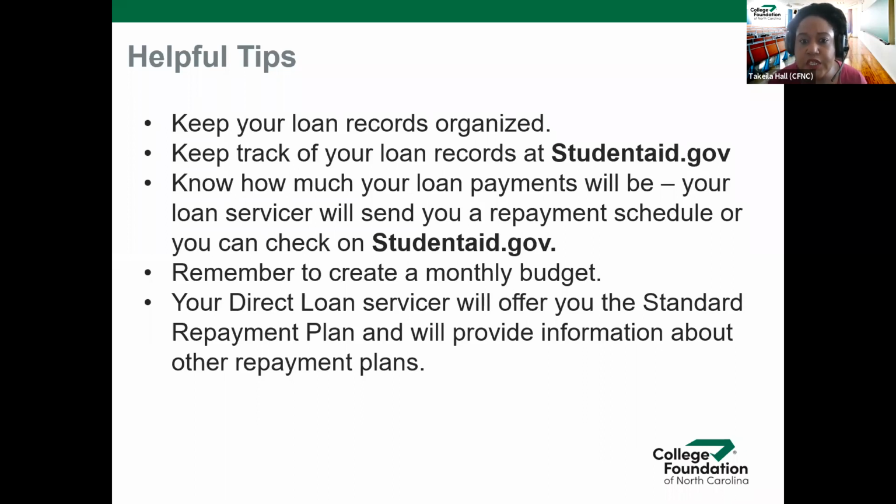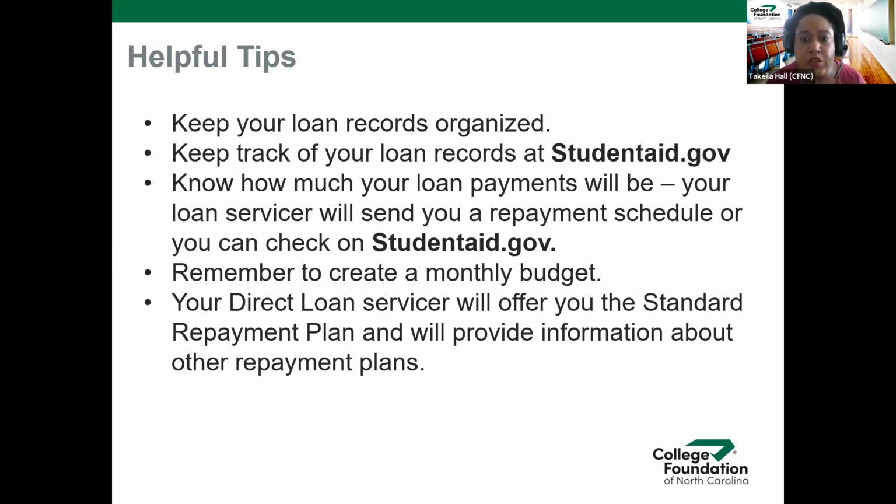Remember to create a budget. You're going to have a lot of things that you're taking care of. You're going to have your apartment or your house. It could be your car payment. You're having your grocery bill, your utilities, but also remember that you're going to have to include your monthly loan payment as part of that budget.